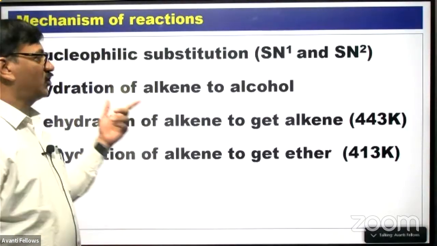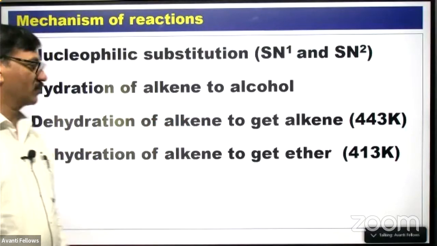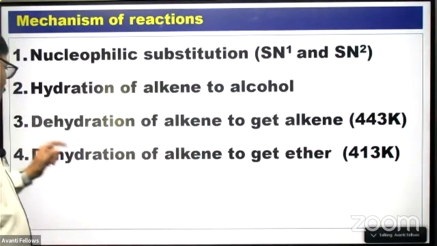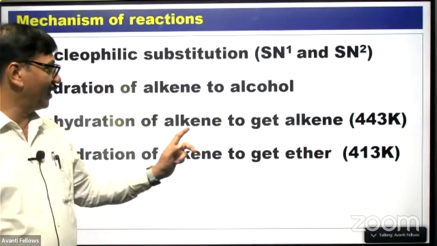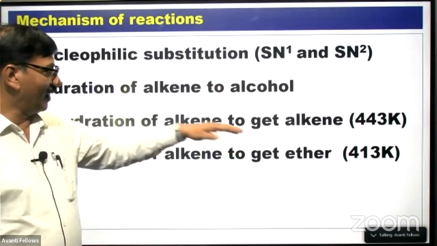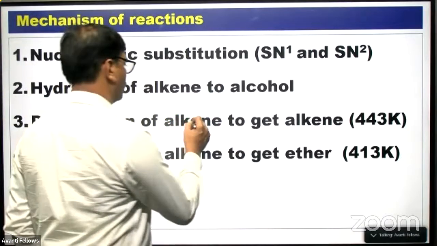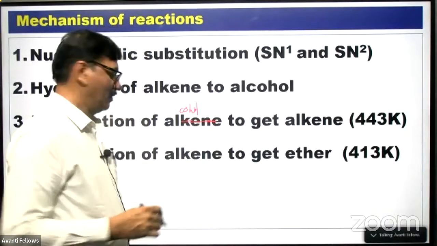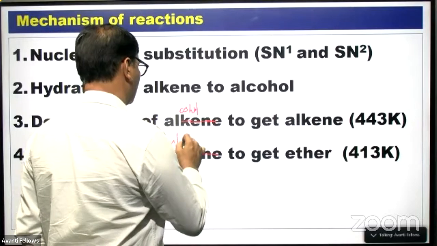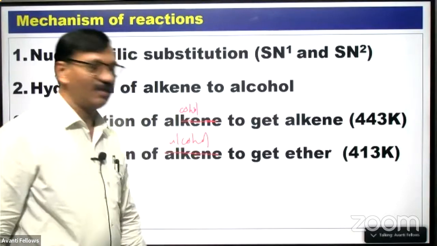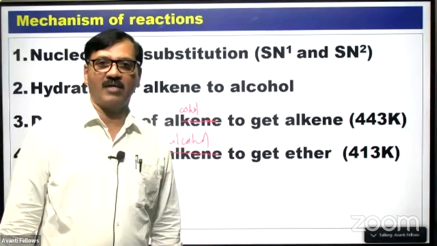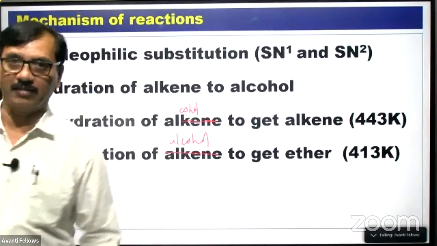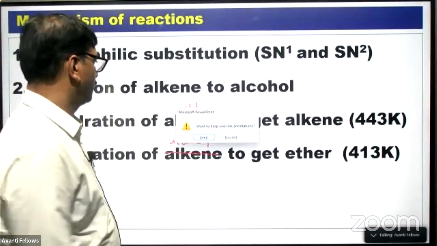Then hydration of alkene to alcohol. Hydration of alkene to get alcohol is a method of preparation of alcohol. Dehydration of alcohol to get alkene, and dehydration of alcohol to get ether. So both are dehydration but occur at two different temperatures. Okay, so we'll see all these things, right?